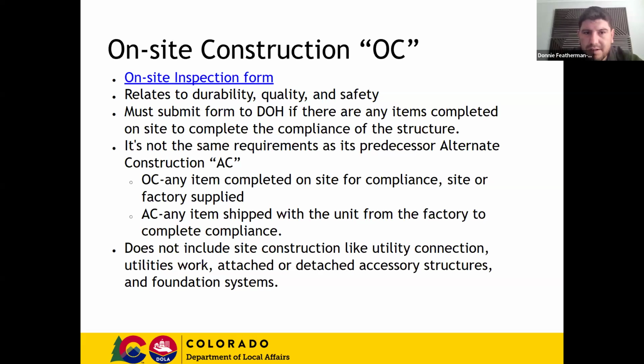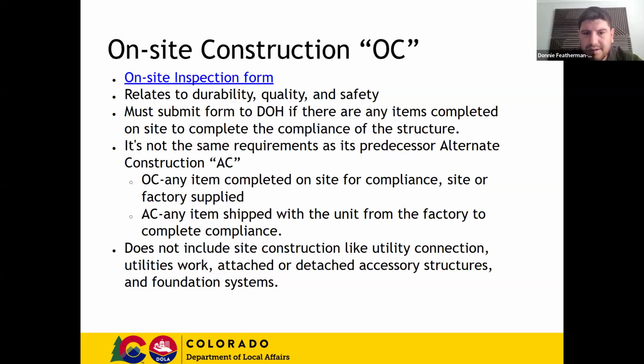Again, the on-site inspection form is linked on this slide. It relates to the durability, quality, and safety of the structure. The manufacturer must submit the form to the Division of Housing if there are OC items that need to be completed on site. It's not the same requirement as its predecessor, the alternate construction requirements. If you see the difference here, OC items are items that are completed on site for compliance, whether site or factory supplied.